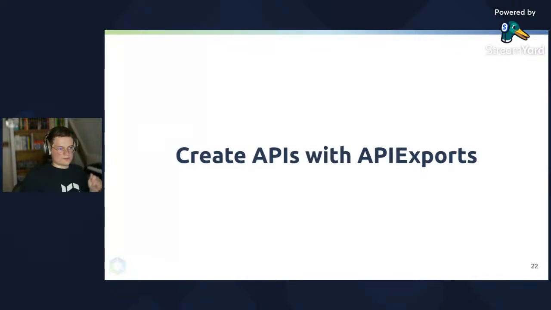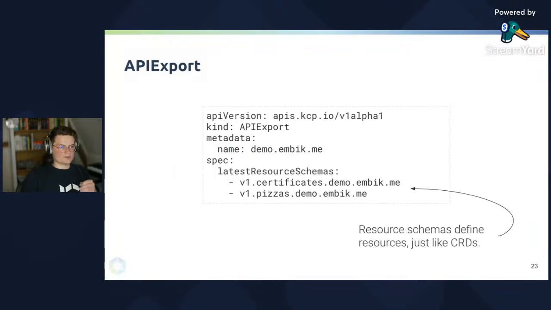Let's walk through the process, and I'm going to show you a couple of resources that you can create in KCP within a workspace to define and to consume APIs. We're going to start on the service provider side, so in our example, on the database team side. There's something in KCP called an API export. And API exports look like this. They are Kubernetes style resources, so you can apply them with kubectl. You give it a name. That is my API's name.